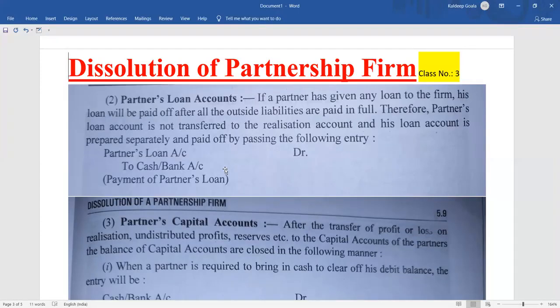Since partner's loan is a liability for the firm, it shows a credit balance, so to close it you have to debit it. So Partner's Loan Account debit, to Partner's Capital Account credit, if it is paid through the capital account. If you pay through the capital account, then the partner's loan account is debited and closed, and the partner's capital account is credited, which increases his capital. And if it is paid through cash or bank, or if nothing is mentioned, you pay it through cash or bank.